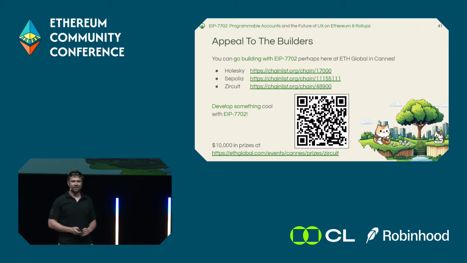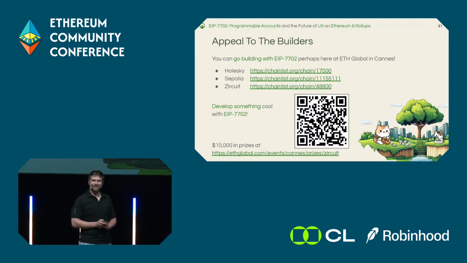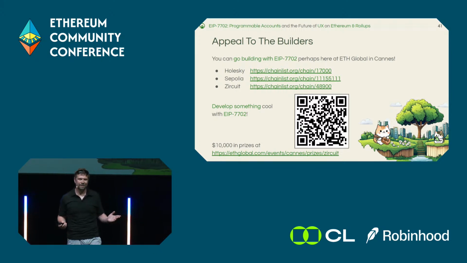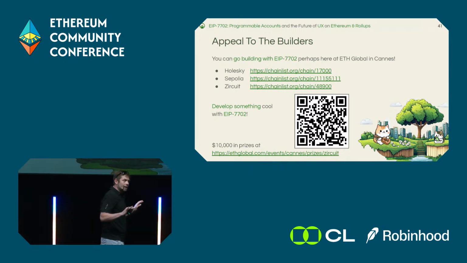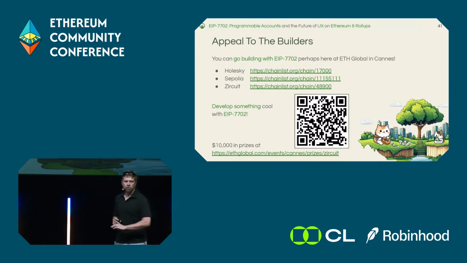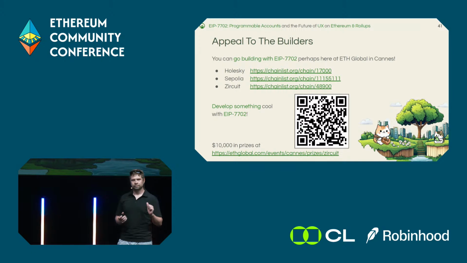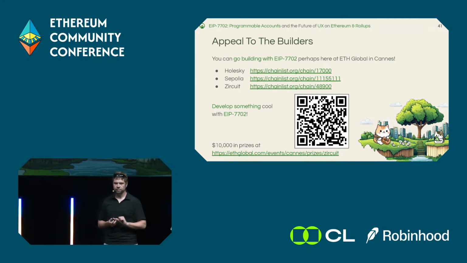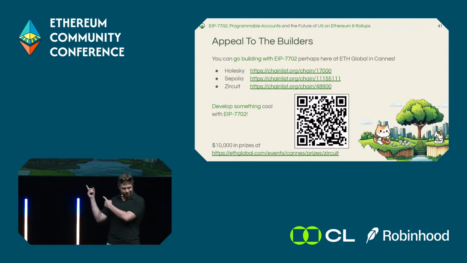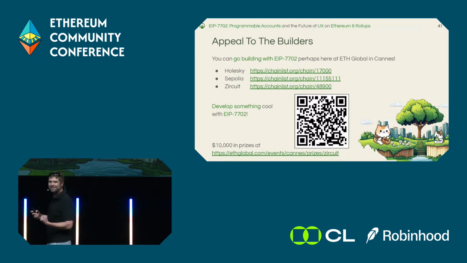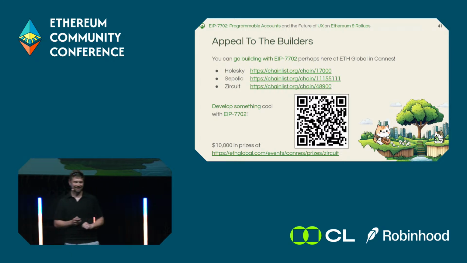Next appeal, builders. Please, 7702 is here. It's readily supported pretty much all around the Ethereum ecosystem. Almost every network supports it, including Zircuit, including some testnets. So go ahead and try developing something cool with this EIP. Figure out some new project, something that we haven't seen in crypto yet.